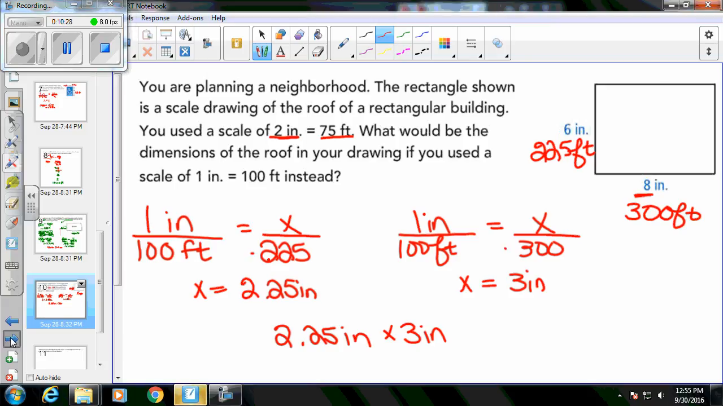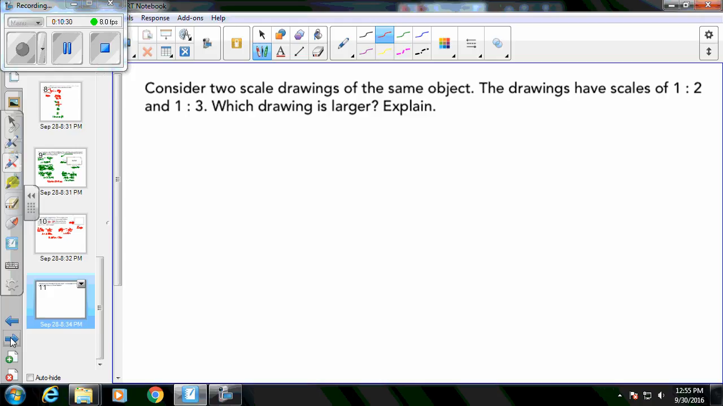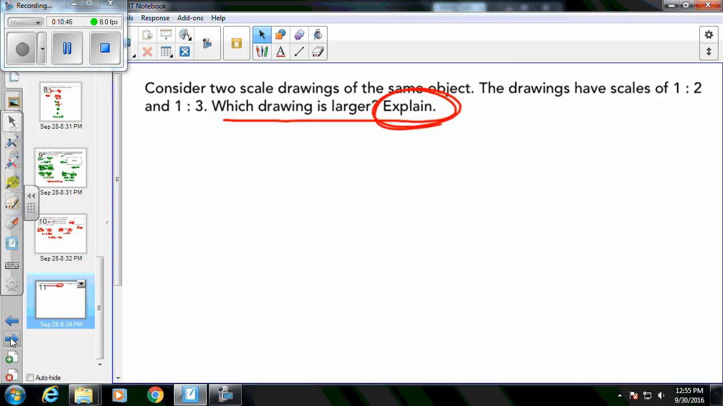Okay? What I want you to do is think about this here. Consider two scale drawings of the same object. The drawings have scales of 1 to 2 and 1 to 3. I want you to tell me which drawing is larger, and I want you to explain, and we will discuss this in class tomorrow. Have a great night.